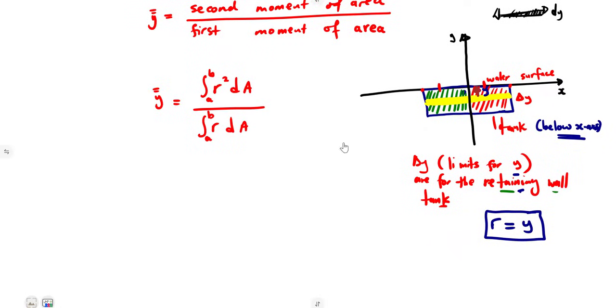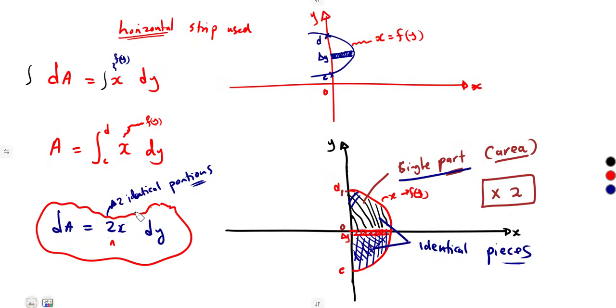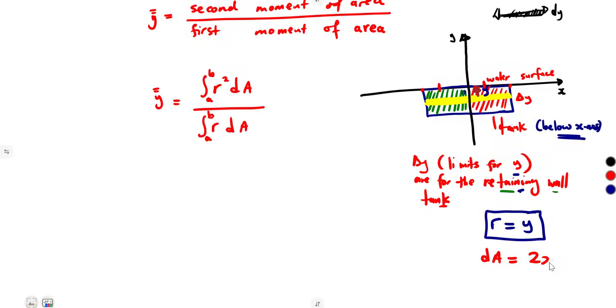Then our dA is always, again, a fixed thing, as these two areas are identical. The strip is for y. So our dA is something that is fixed. Remember we said our dA, two identical portions, it is going to be 2x dy. So this is our dA. Always, guys, you're going to use this. These two are not going to change. So just take this part, you know that it does not change. So these are things that you just need to substitute there.